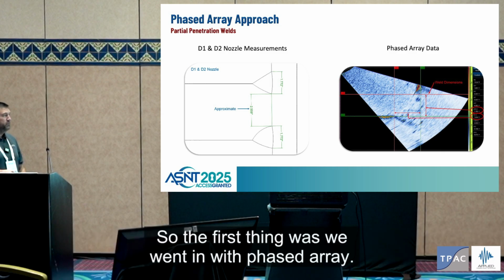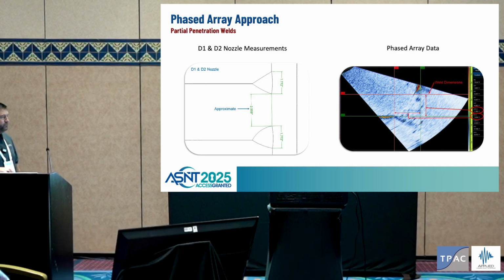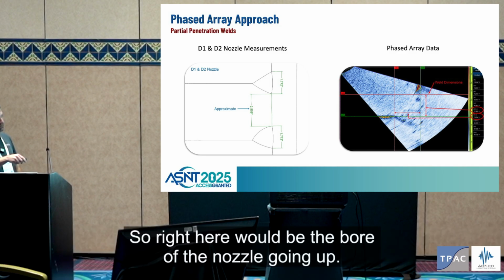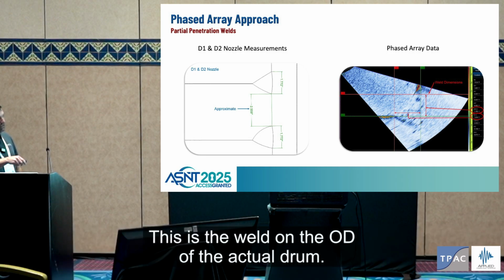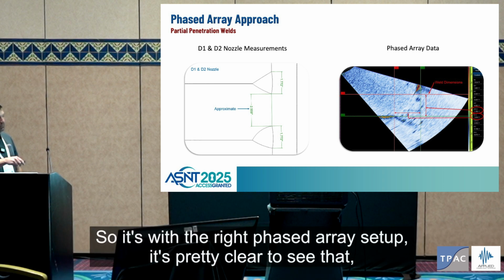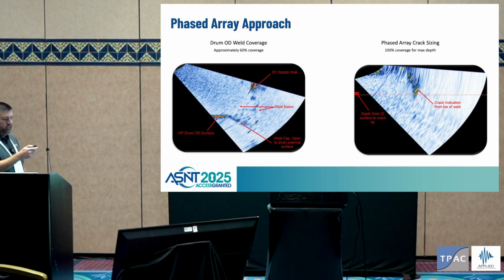So the first thing was we went in with phased array. We were able to determine it was a partial penetration weld. You can see here, there's a little corner trap there. Right here would be the bore of the nozzle going up. This is the weld on the OD of the actual drum. So with the right phased array setup, it's pretty clear to see where the weld material is at.